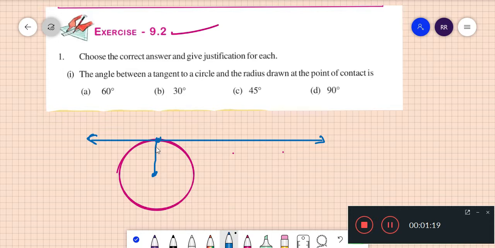What is the angle here? How much is it? We have discussed in the basics, a tangent is always perpendicular to the radius. So it becomes 90 degrees. So A 60 degrees, B 30 degrees, C 45 degrees, D 90 degrees. So this is the answer. Okay children.